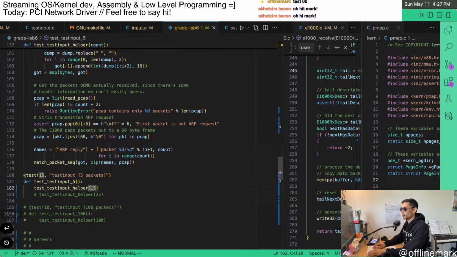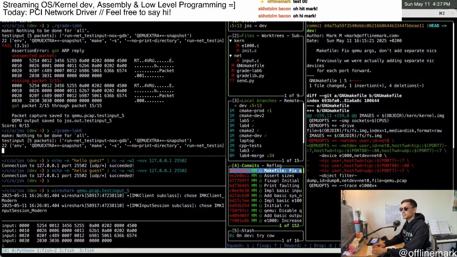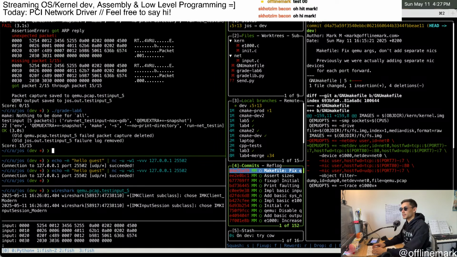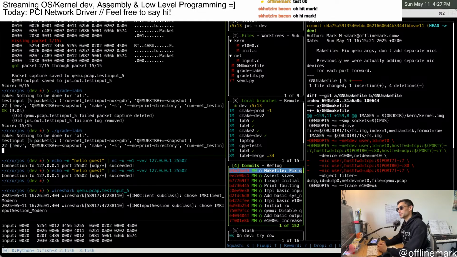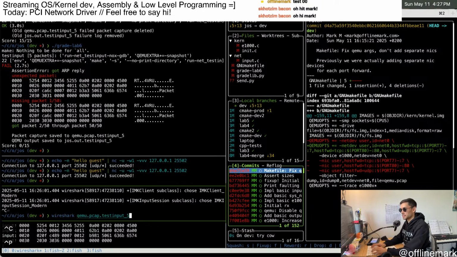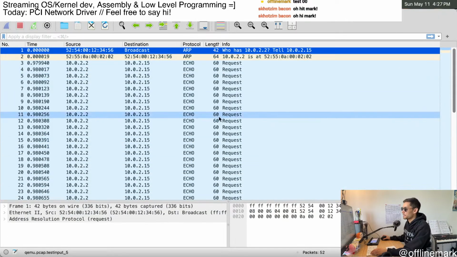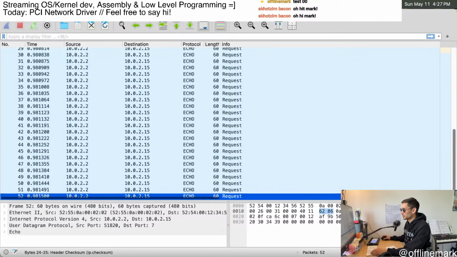Just out of curiosity, what if we crank it up even higher? Let's do 50. It seems like that passed. That is kind of unexpected. So that failed. Let's open this up. Also, Wireshark. The last one's packet 49.